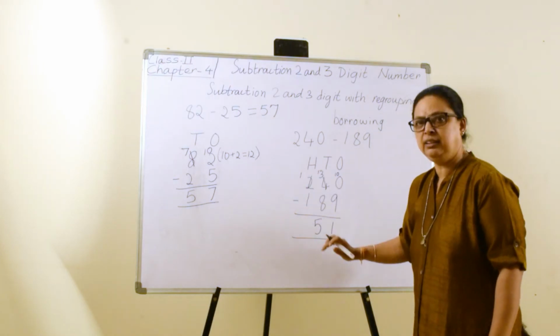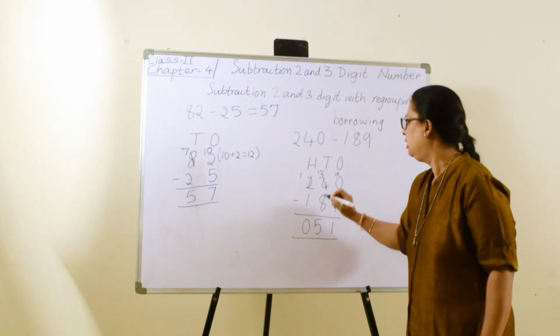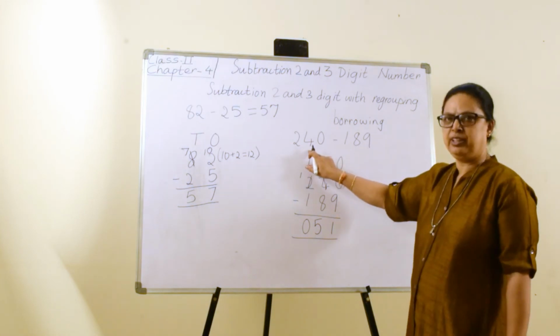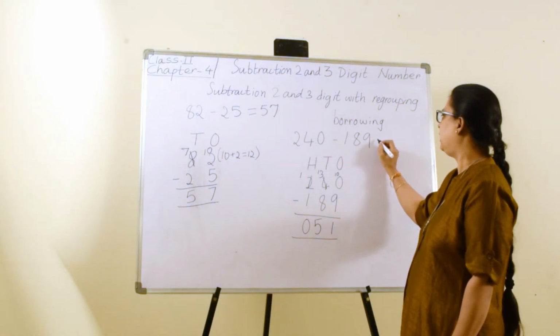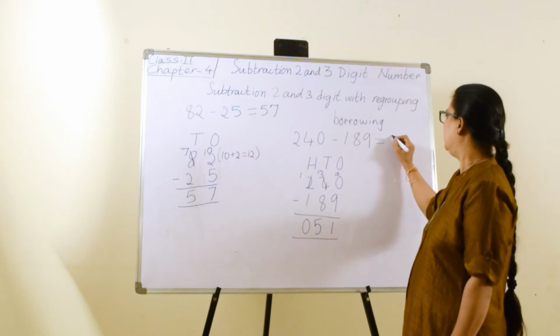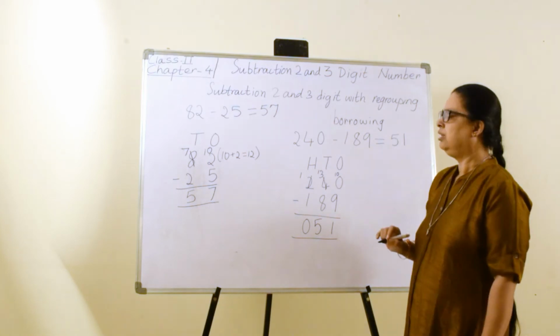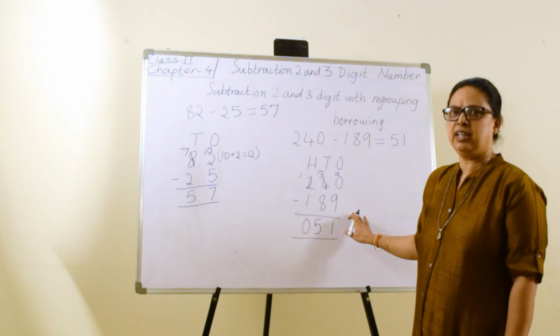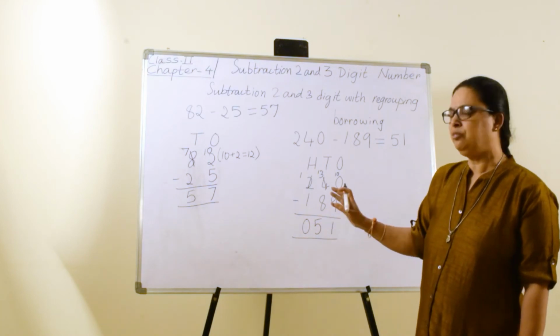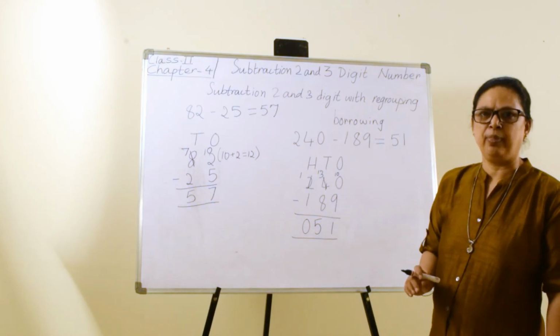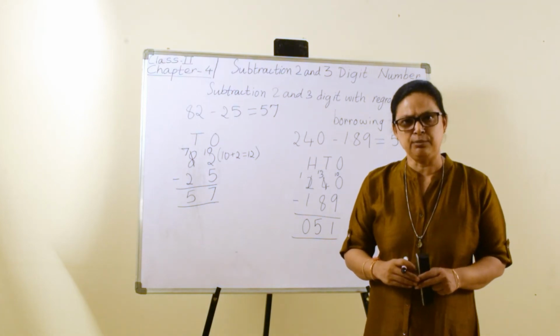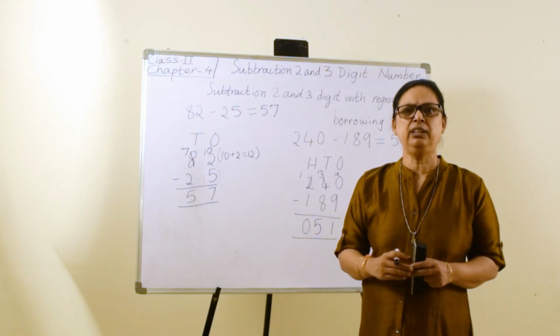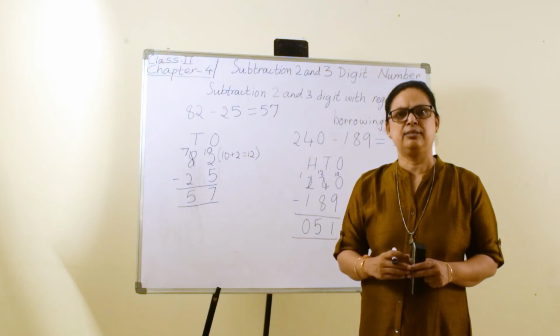Now 1 minus 1, 0. So the difference between 240 and 189 is equal to 51. Yes, children, did you understand? You have an explanation with sums in your reader. So I request you all to open your textbook, go through the explanation and then do the exercise.